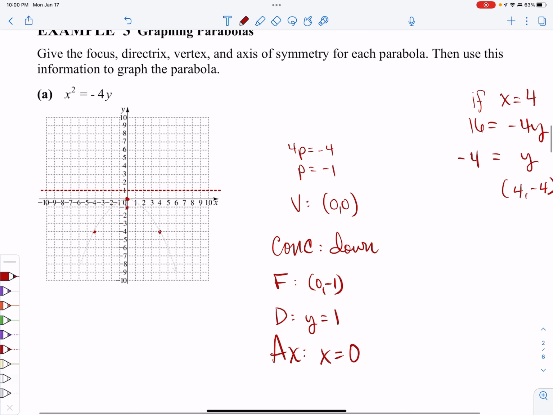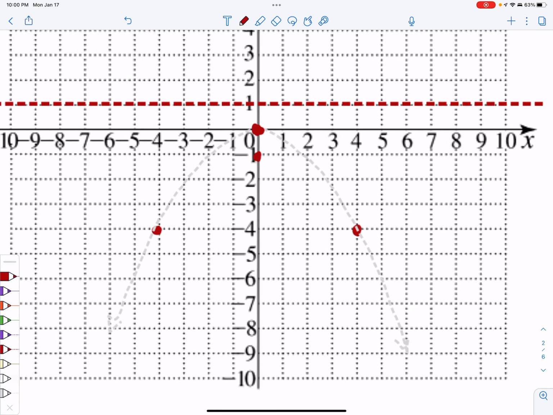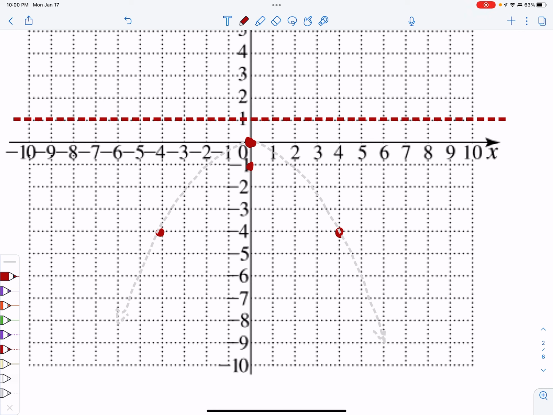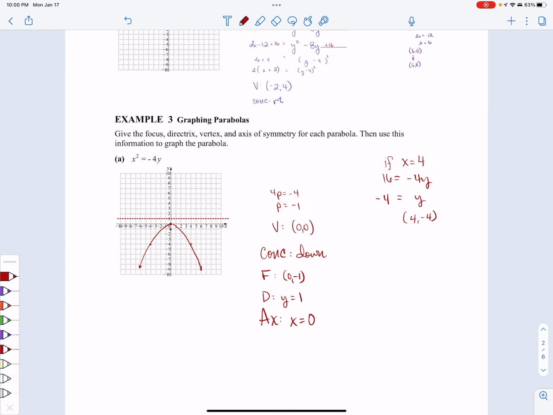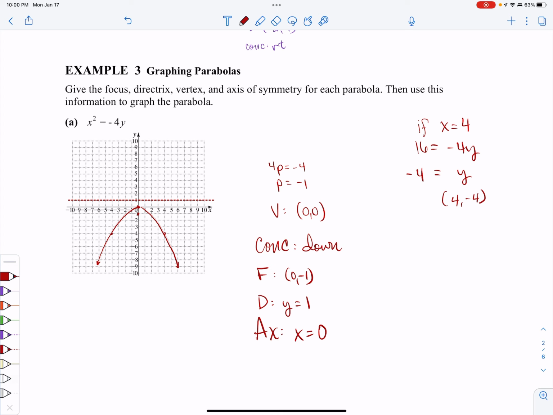Because of the axis of symmetry, then I can also draw the mirror image, and the mirror image is going to be at (-4, -4). So now I've got enough information to draw my parabola. You really need 3 points to be able to draw a good parabola, a good width on your parabola.